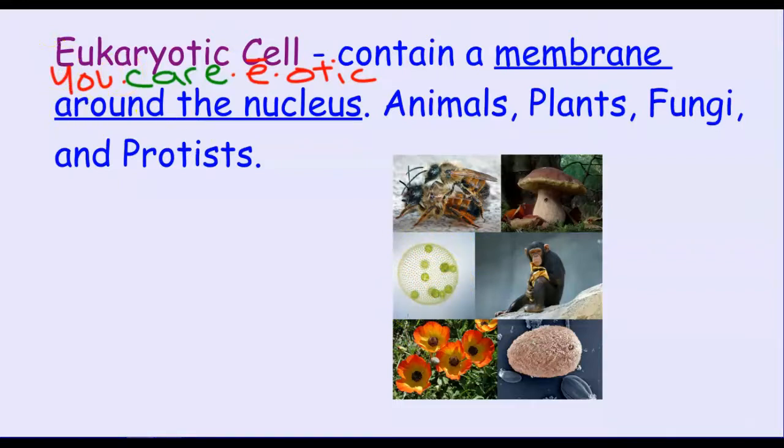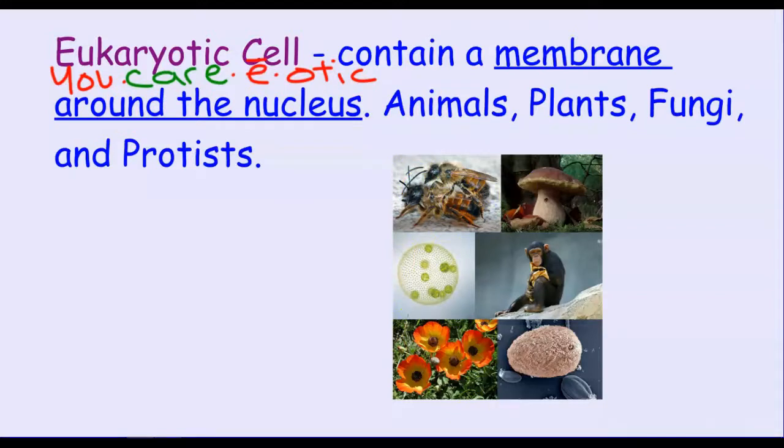This word is pronounced eukaryotic. Eukaryotic cells contain a membrane around the nucleus. Remember, the nucleus is the center which the DNA is found in. And having a membrane or a wrapper around that DNA is a pretty nice idea, keeping it contained and organized and in one place. So you care about your DNA. Eukaryotic cells include a nucleus around their DNA.